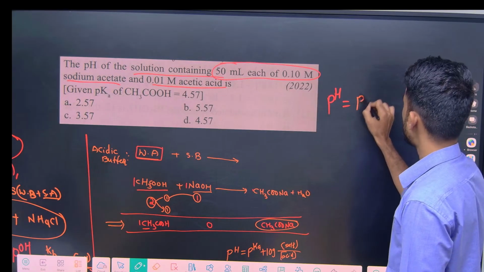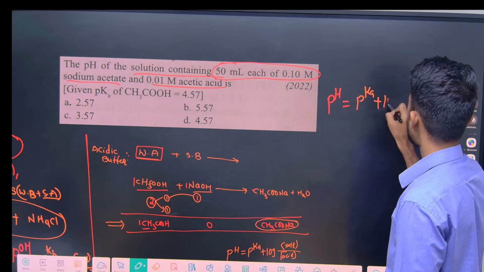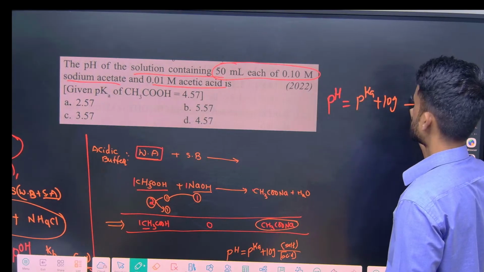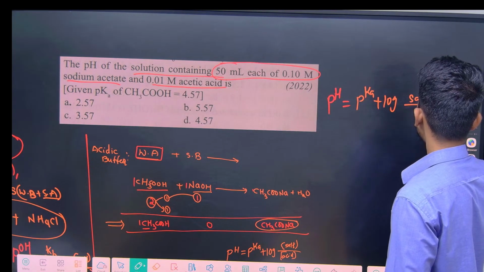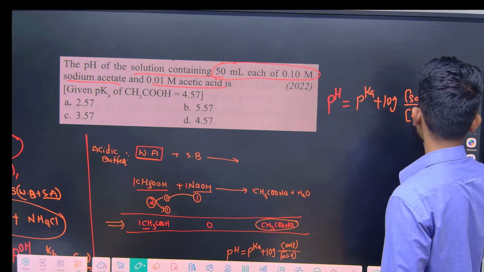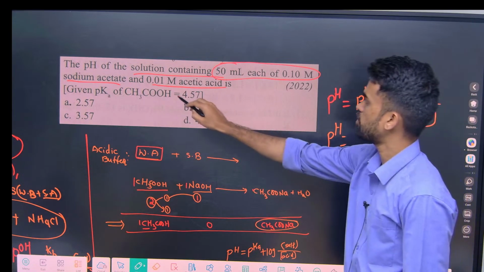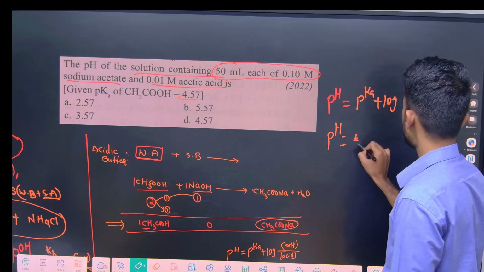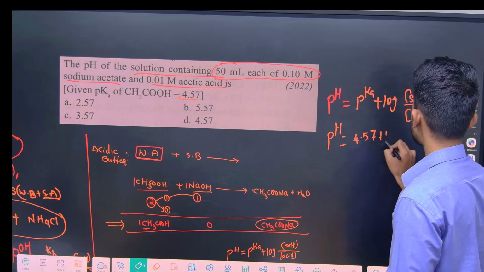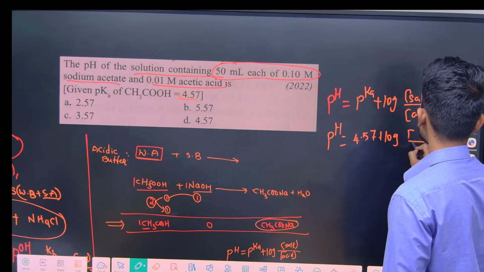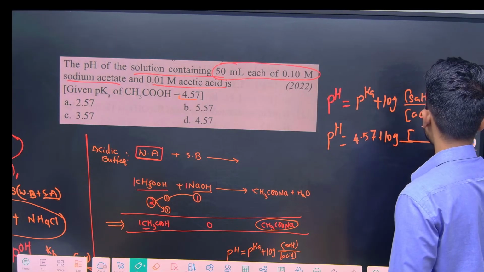So you should take pKa plus log of salt concentration by acid concentration. pH is equal to pKa. The pKa value they mentioned is 4.57, plus log, what is the salt concentration they have given?